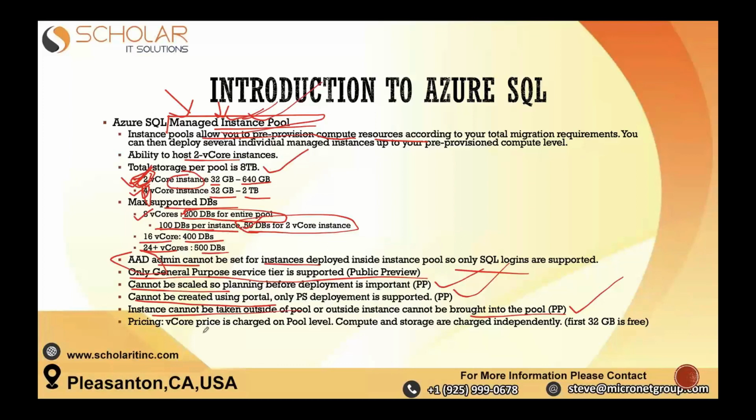Okay. The pricing. How the pricing works. The vCore price is charged at pool level. If your pool is of 16 vCore, no matter if you have just one VM of 2 vCore inside, you will be charged for 16 vCore. So make sure if you are creating a managed instance pool, you are pre-evaluating everything. Make sure you are exhausting all the resources you are putting in your instance pool. All right, and the storage is 32 gigabytes, which is free. 32 gigabytes in each instance is free.